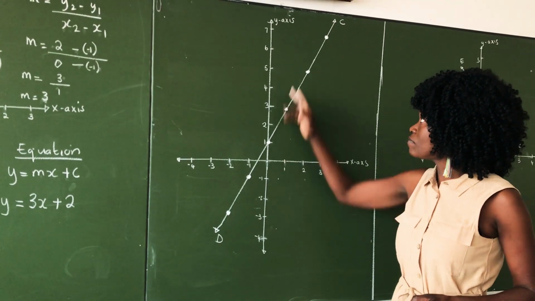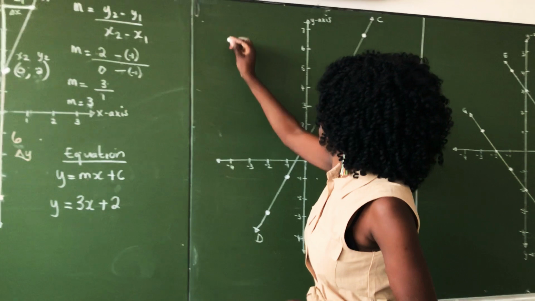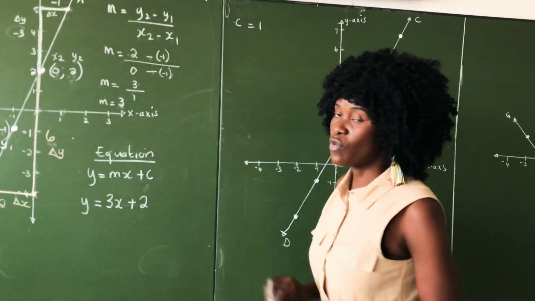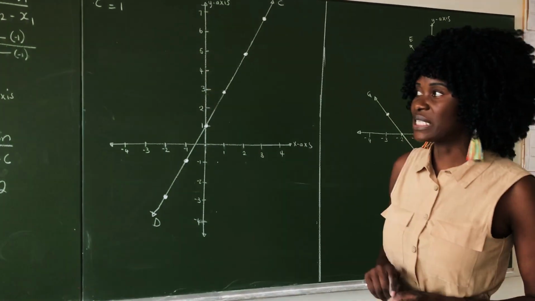Our straight line graph meets the y-axis at positive 1. So the value of c is positive 1. That one we just have to read from the graph. The first objective is done.